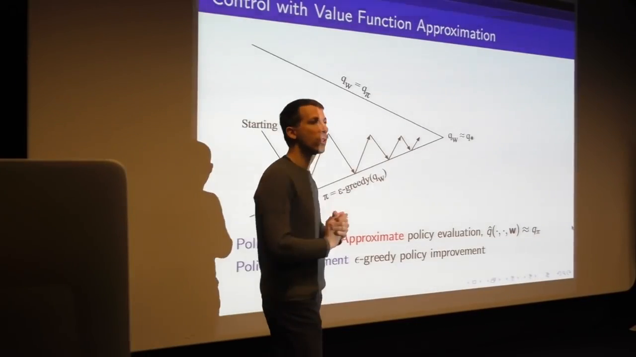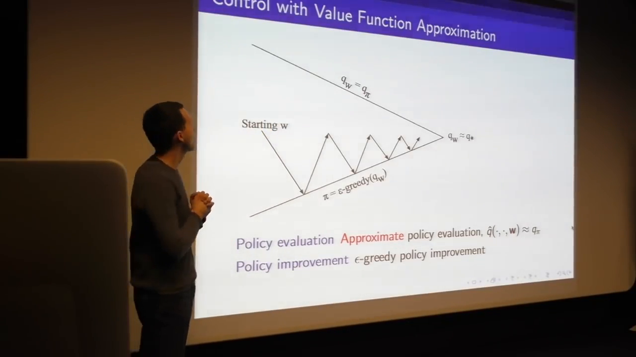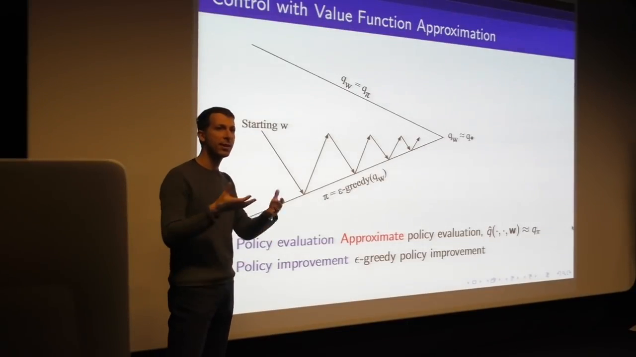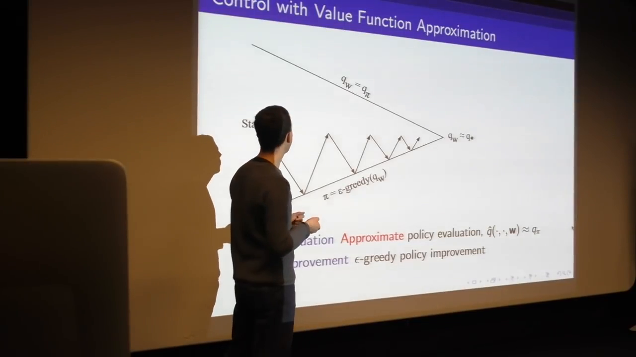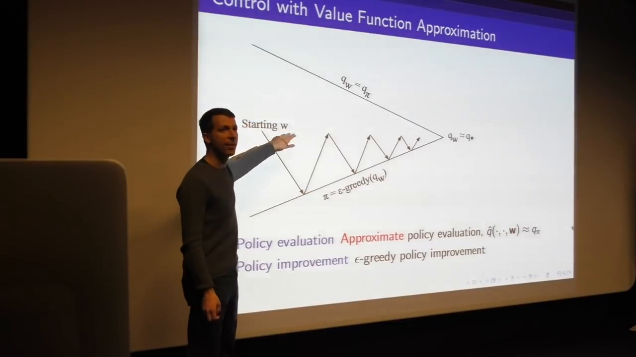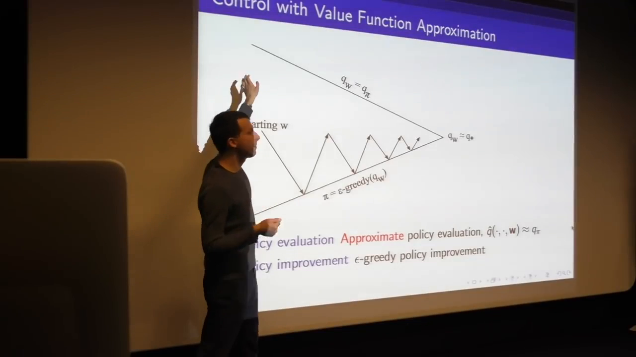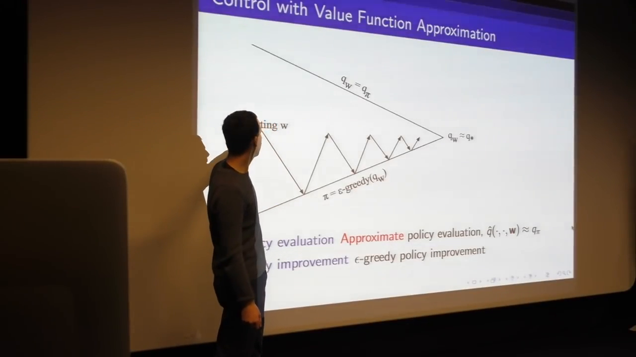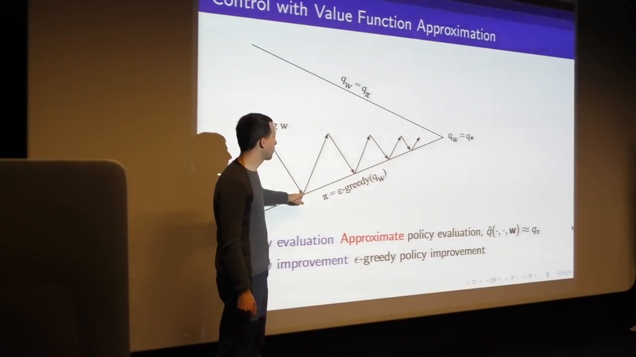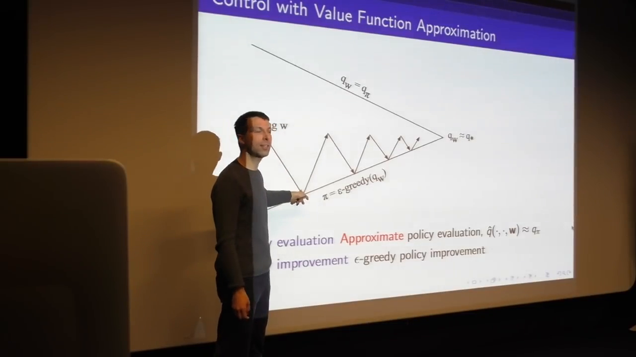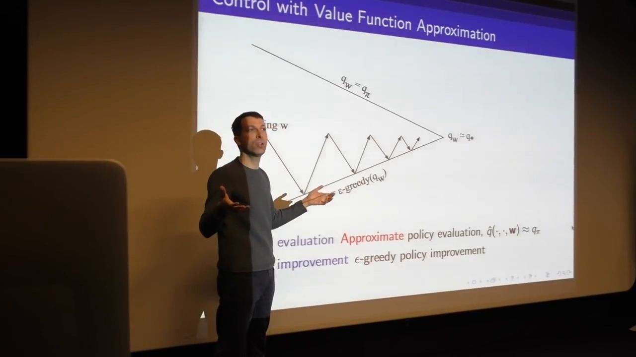Okay, let's move on to control. We're going to use the same idea for control that we saw in the last lecture, where we still build on our idea of generalized policy iteration, but now we're going to use approximate policy evaluation. We're going to start off with some parameter vector, and that parameter vector is going to define some value function. And what we're going to do is act greedily with a little bit of epsilon exploration, for example, with respect to that value function that we've defined. So this might be our neural network. We act greedily with respect to our neural network. That gives us a new policy.